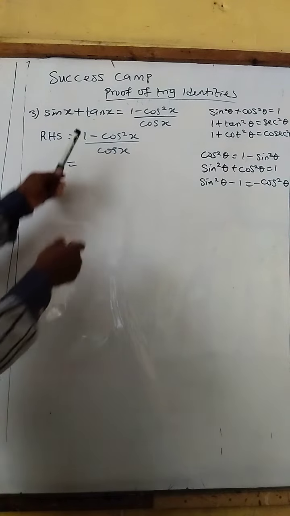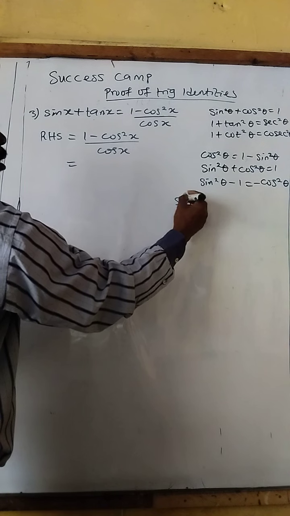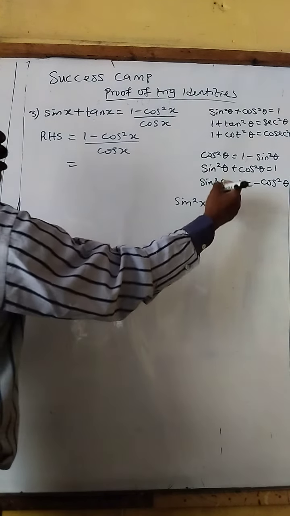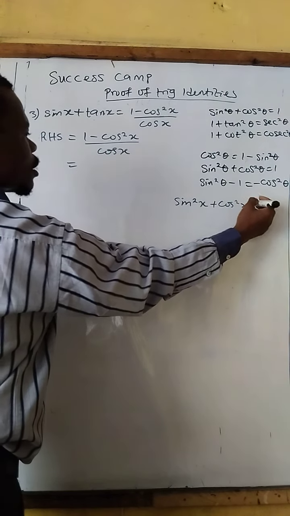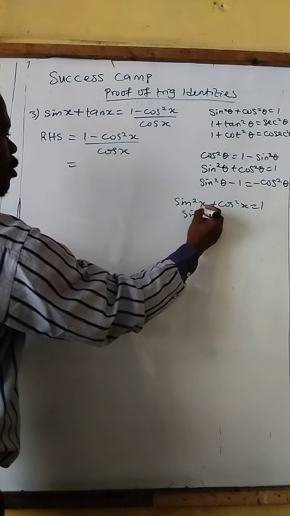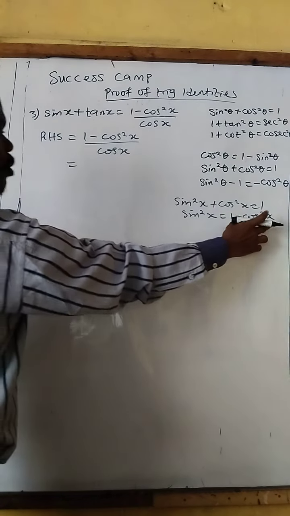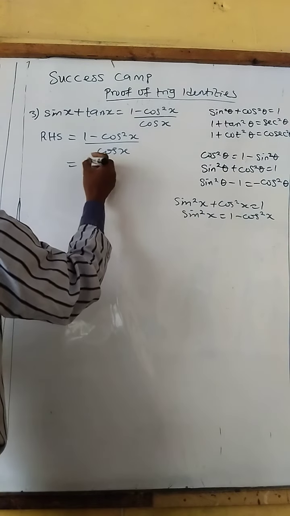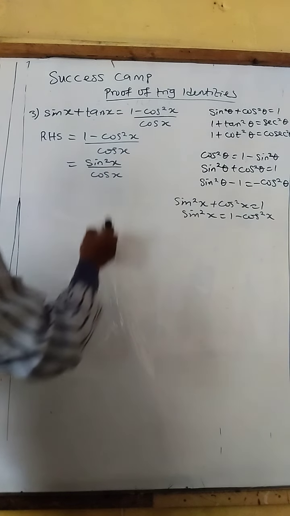Now, what is 1 minus cos squared x? You have sine squared x plus cos squared x equals 1. So making sine squared x the subject of the formula, sine squared x will be 1 minus cos squared x. Now I've been able to get this. Look at it, 1 minus cos squared x is sine squared x, so I change it to sine squared x over cos x, right?